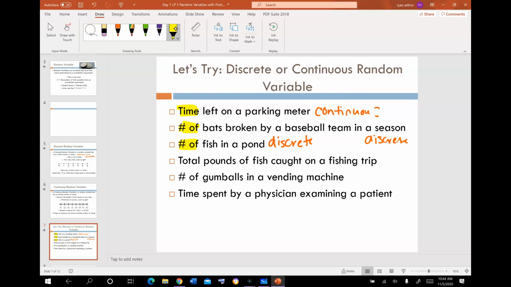So you round it and we make it sound discrete, but it's actually not. Weight is actually not discrete. Weight, so this is about weight. Weight is actually continuous, okay?